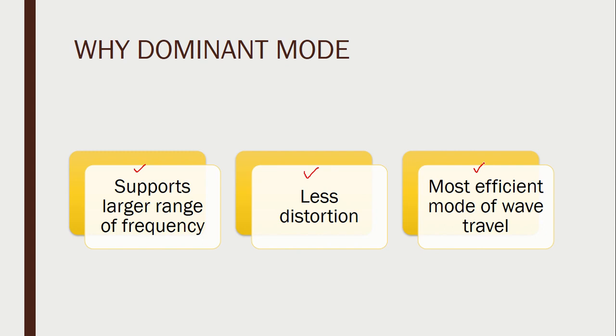The main use of designing any device is that I need the total energy from the source to reach the destination. So by designing a waveguide to operate in the dominant mode, we can ensure that if I supply 100% of energy at my source side, I can achieve at least up to 99% of the same energy at the receiver side. That is why we study the dominant mode and try to propagate the wave through the waveguide in the dominant mode.